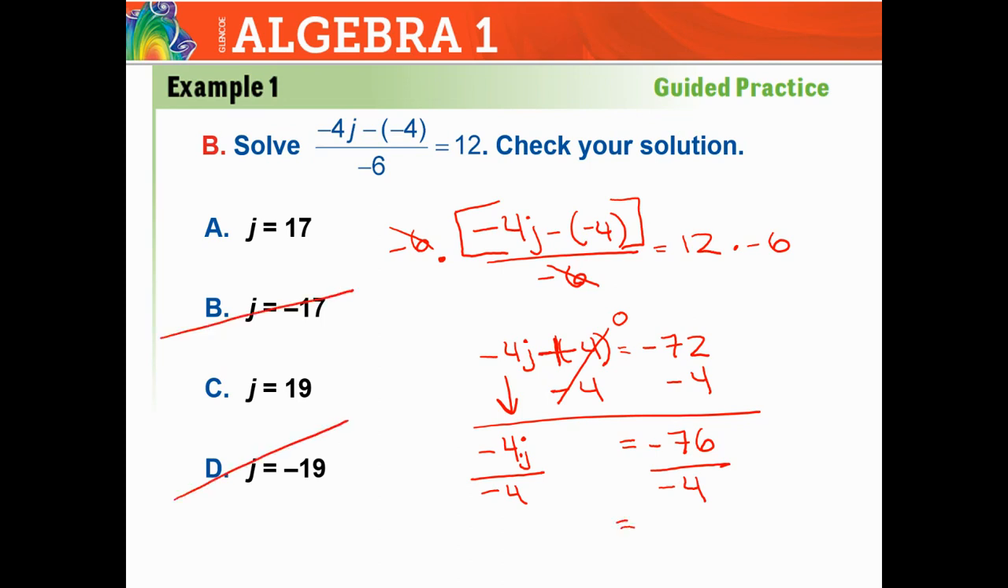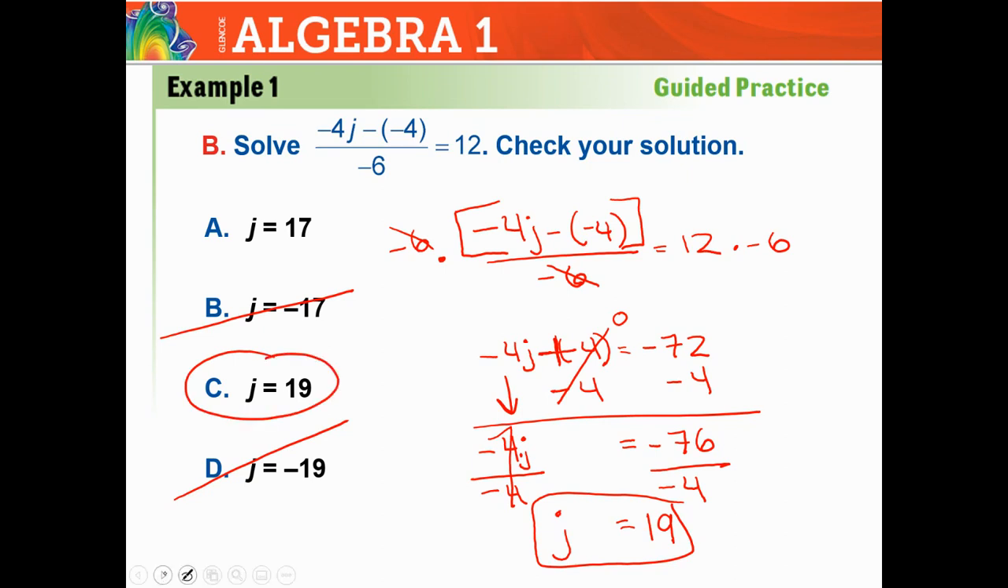So that eliminates B and D. -4 divided by -4 is a big 1. So we just get j, and now we get 76 divided by 4, which gives us 19. And because we had negative divided by a negative, it's positive. So we should get C for our answer.